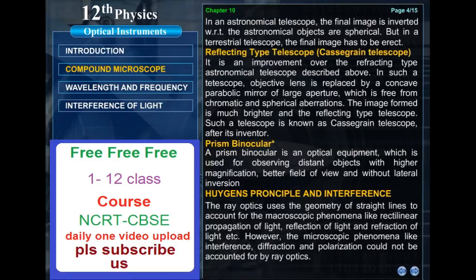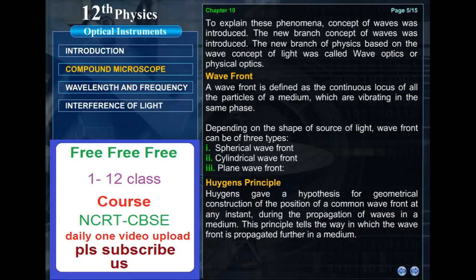Huygens principle and interference. Ray optics uses the geometry of straight lines to account for macroscopic phenomena like rectilinear propagation of light, reflection of light and refraction of light, etc. However, the microscopic phenomena like interference, diffraction and polarization could not be accounted for by ray optics. To explain these phenomena, the concept of waves was introduced. The new branch of physics based on the wave concept of light was called wave optics or physical optics.